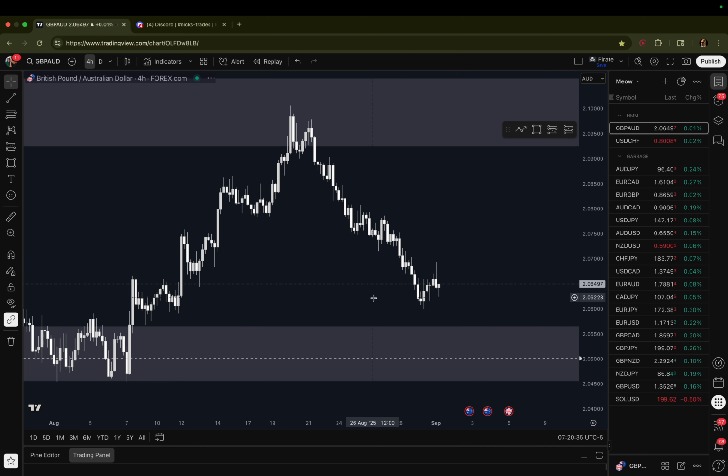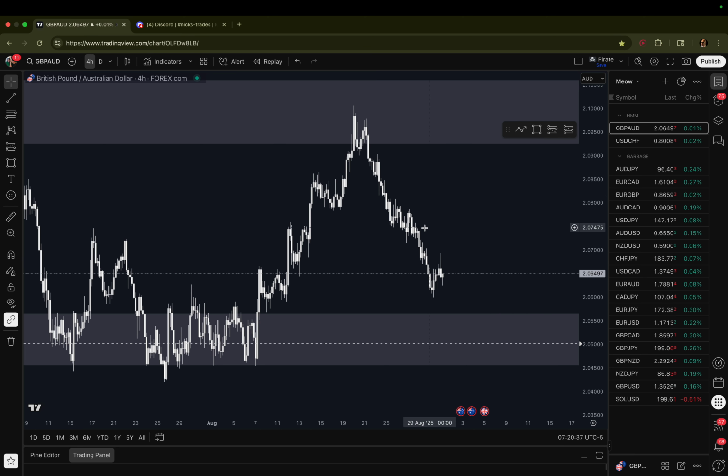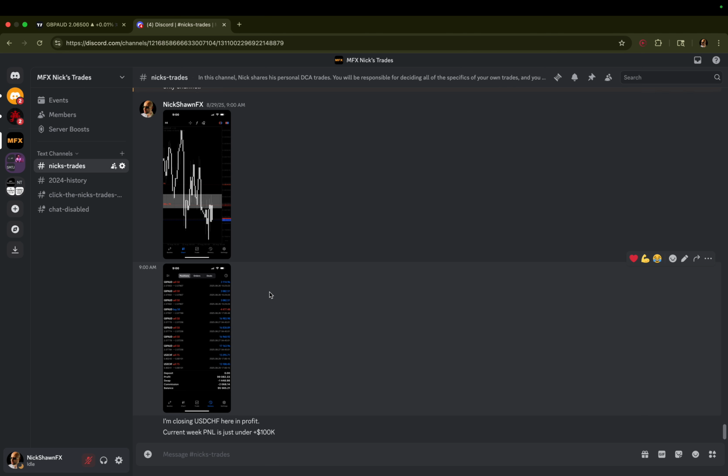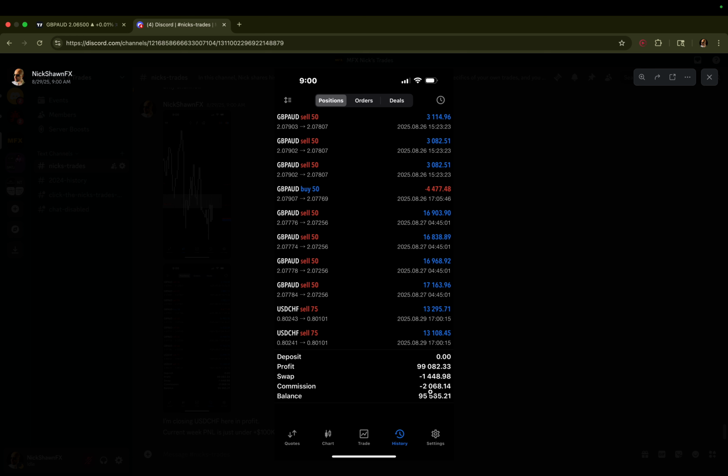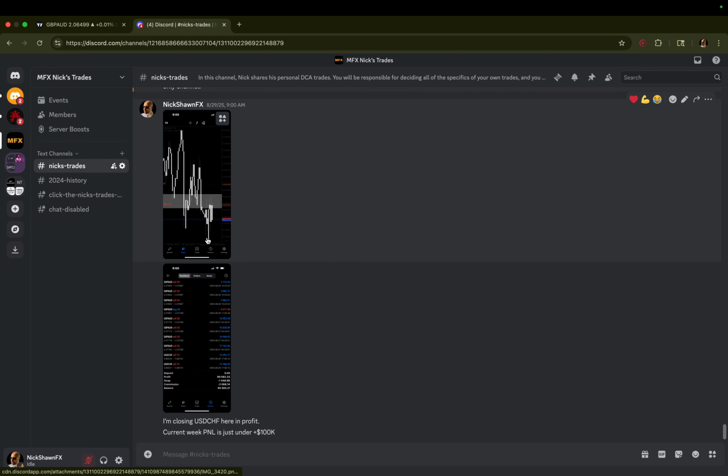GBP AUD made me a lot of money last week. I made like $70,000 on a setup. I made a YouTube video about it as it was coming from this resistance zone downwards. It broke and retested this zone, and I got into a short position. This one came down, and last week alone I made $95,000, with the GBP AUD setup being about 70K of that. So GBP AUD has been pretty good to me.